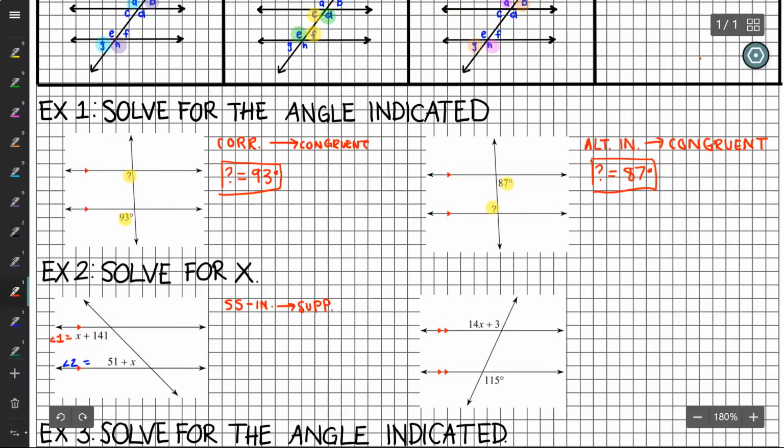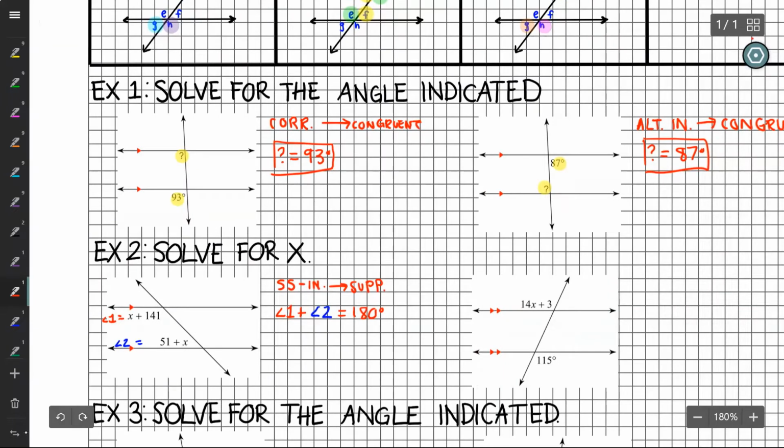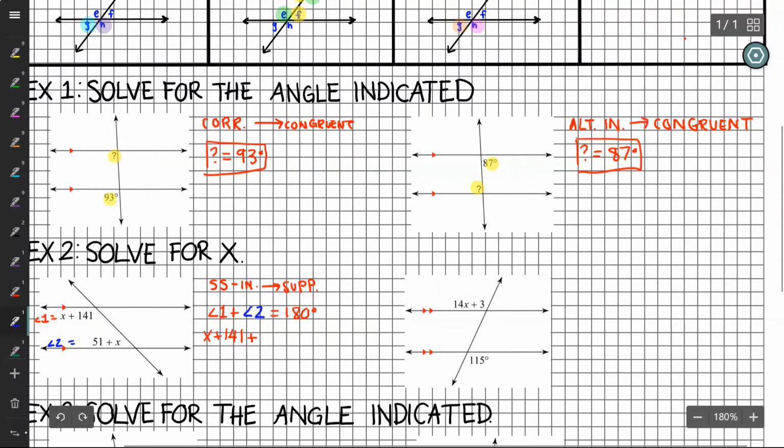Alright, so that means that my equation, when I set it up, angle 1 plus angle 2 is going to equal 180 degrees. Alright, so now I'm going to take the information that is given to me. So instead of angle 1, I'm going to write x plus 141. I'm going to bring down that plus sign. And instead of angle 2, I'm going to write 51 plus x, and all of this equals 180 degrees.